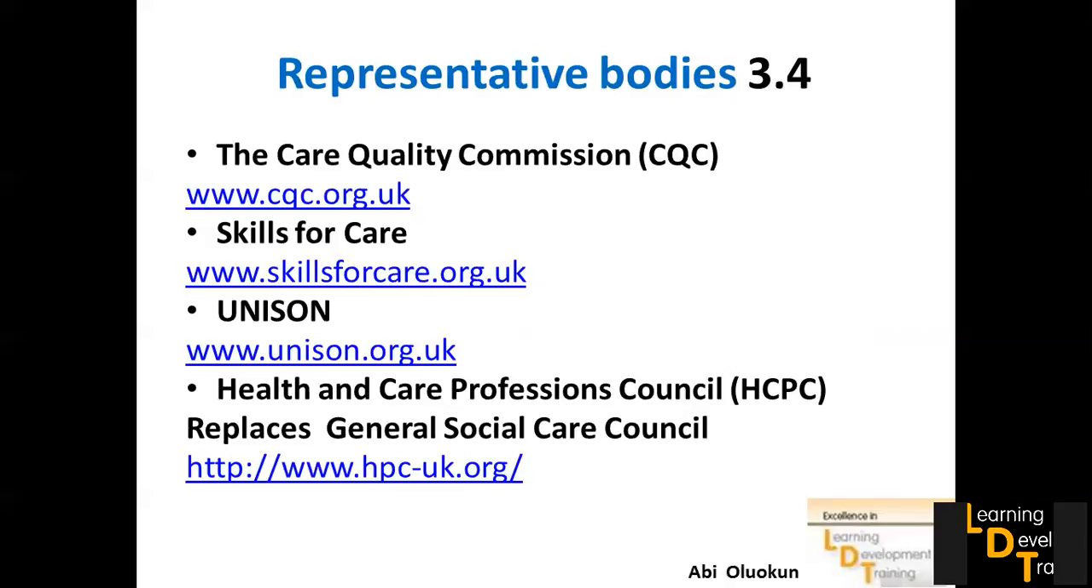And Unison is the largest trade union for people working in the care sector. Okay, as a trade union, they will represent a care worker in matters to do with employment, provided these care workers are a member. They also fight for the rights of people working in care to ensure there are fair conditions of work across the entire sector. Okay, so explore these representative bodies and provide your answers, what you discovered.